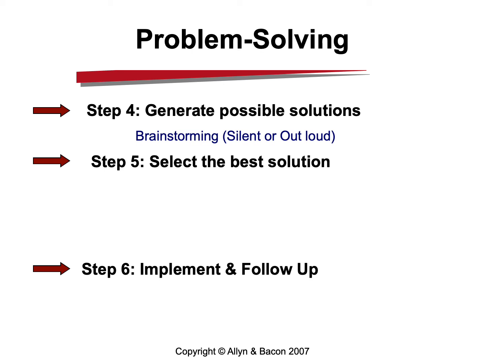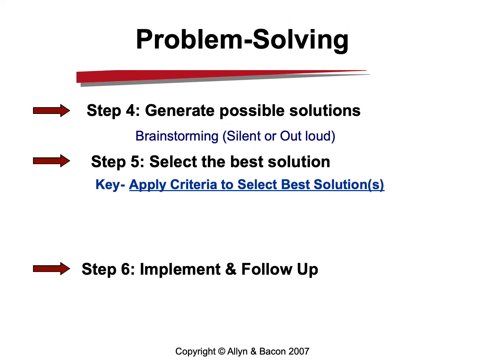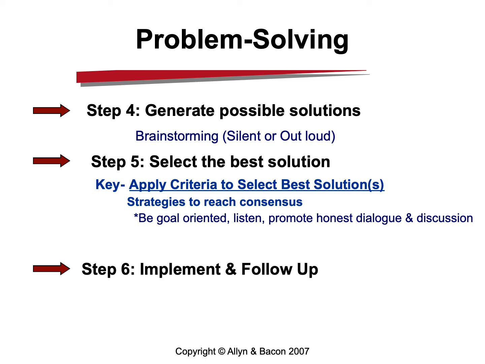Once you have your list of potential solutions, now you choose, this is step 5, which is the best solution. How do we know which is the best? We go back to our list of criteria. Which solution meets our criteria? You'll be asked to actually create a chart to help you measure the solution to the criteria. Your goal is to reach consensus, right?